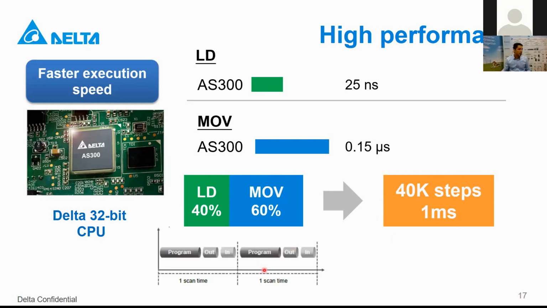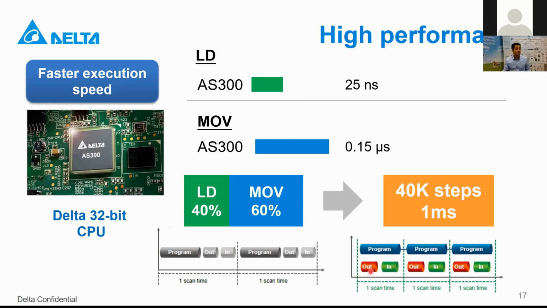And what I want to highlight here is that normally for other PLCs, one scan time includes program execution and updating outputs and inputs of the modules. So these all three combine in one scan time. But in our AS series, updating output and input modules happens simultaneously with the program execution. So it makes the CPU faster when we compare with the others.